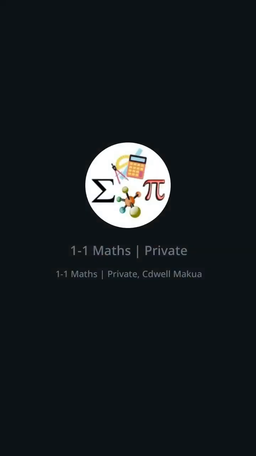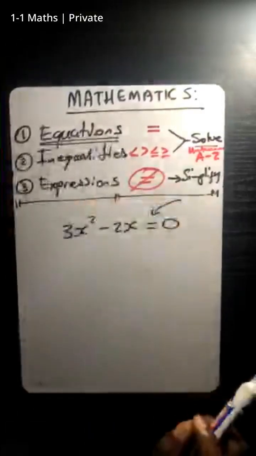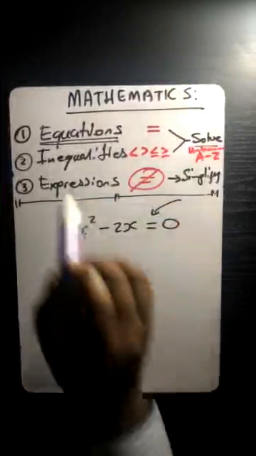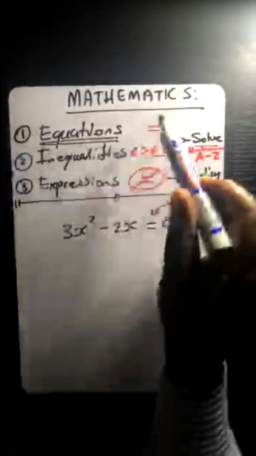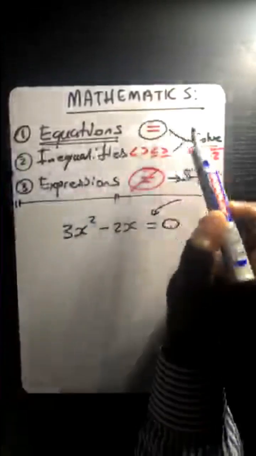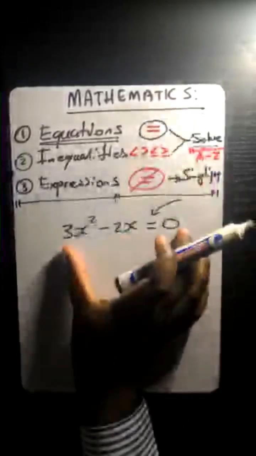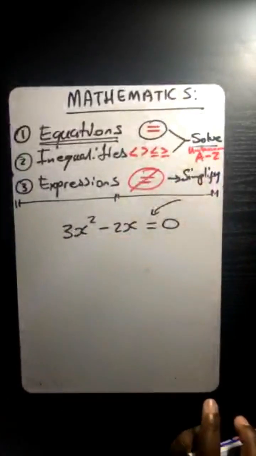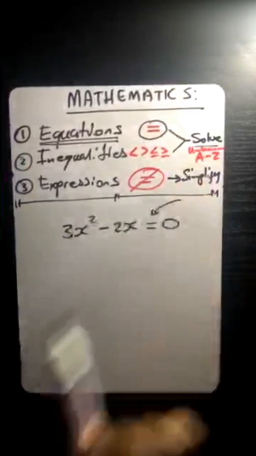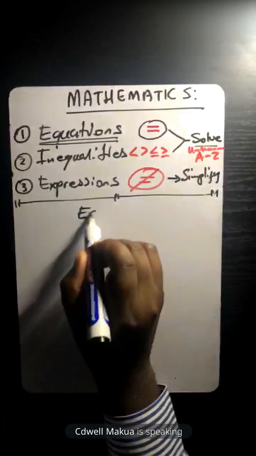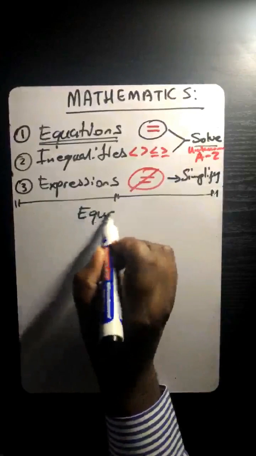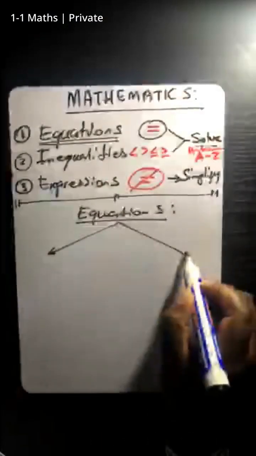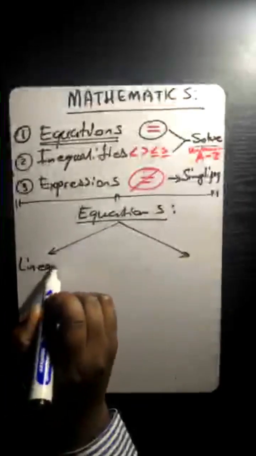So, explain under equations. Yeah, that's what I was saying. It doesn't end there. Once you have identified that it's an equation, the next question is, what type of an equation is that? We have two types. Yes, note it down. Under equations, we have two types. The first type is what we call a linear, and then the second type is what we call a quadratic.